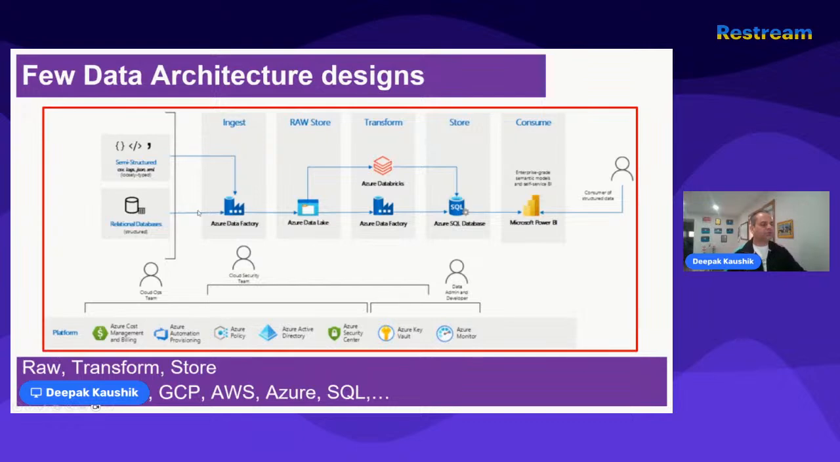Earlier, we had to use Azure Data Factory for ingestion into raw storage, let's say a data lake. You could use any word here for storage, maybe on-prem. Then we use transformation with Azure Data Factory and save that data, and then it is available to the end user for Power BI or visualization. Instead of Azure, you could use GCP, AWS, etc. If I have to define this slide, I can define it in three words: raw, transformation, and store. That's what we have to do.